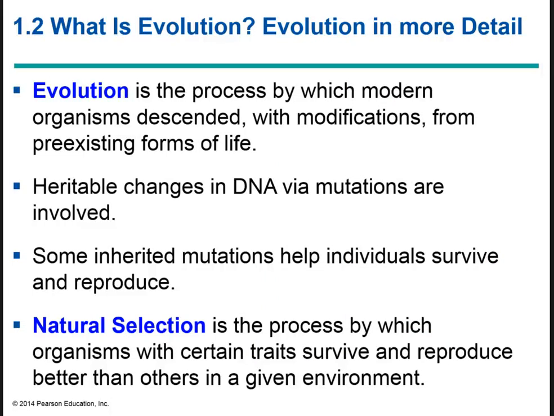So what is evolution? Evolution is the process by which modern organisms descended with modifications from pre-existing forms of life. Heritable changes in DNA via mutations are involved. Some inherited mutations help individuals survive and reproduce. Natural selection is the process by which organisms with certain traits survive and reproduce better than others in a given environment.